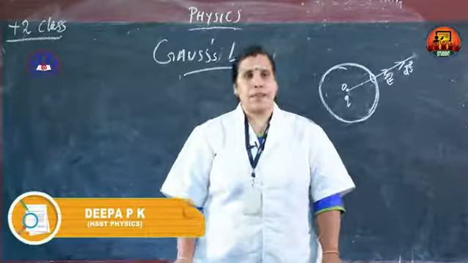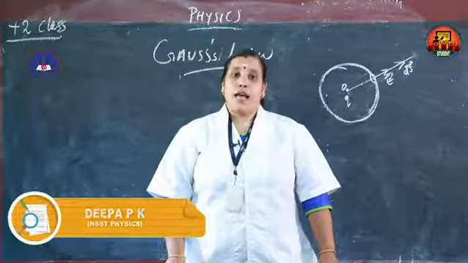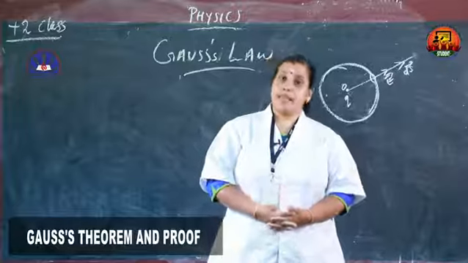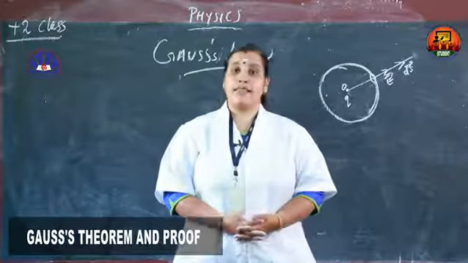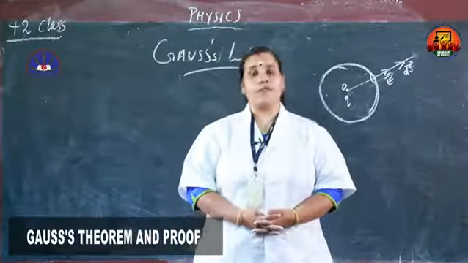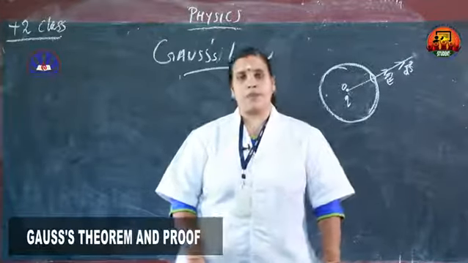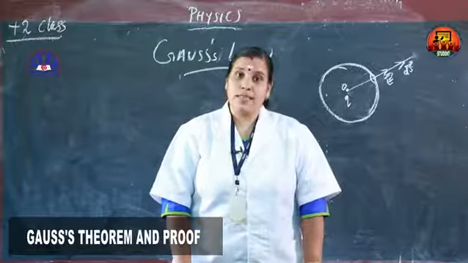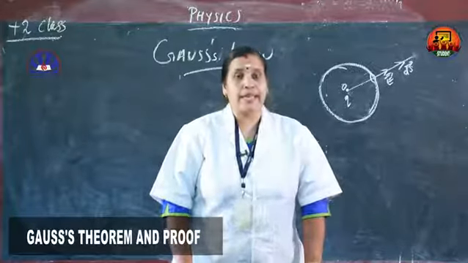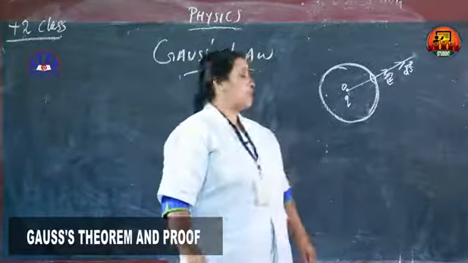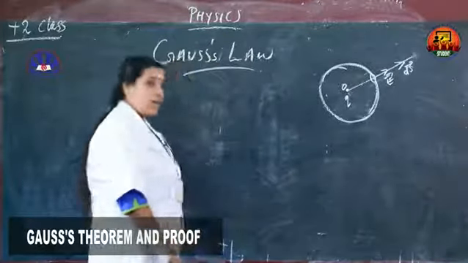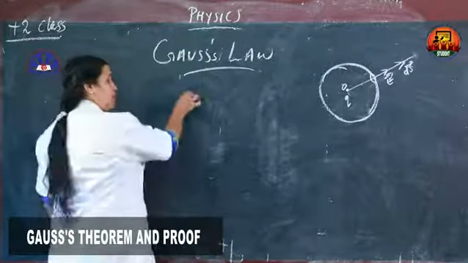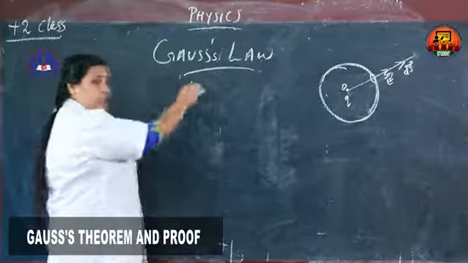Okay, Gauss's theorem. As per Gauss's theorem, it gives a relation connecting the flux enclosed by a closed surface with the charge enclosed. Do you understand what I said? Flux with charge. It gives a relation connecting electric flux with the charge enclosed. As we all know, what is the representing letter for flux?